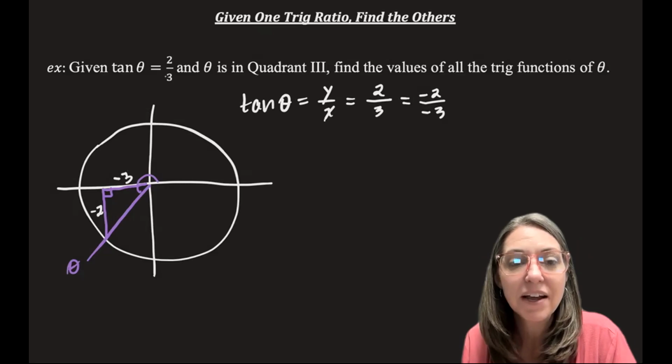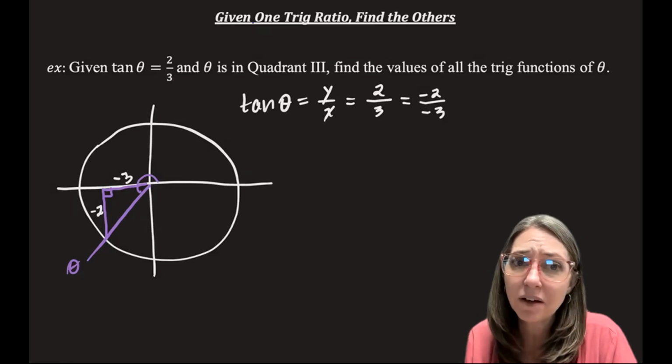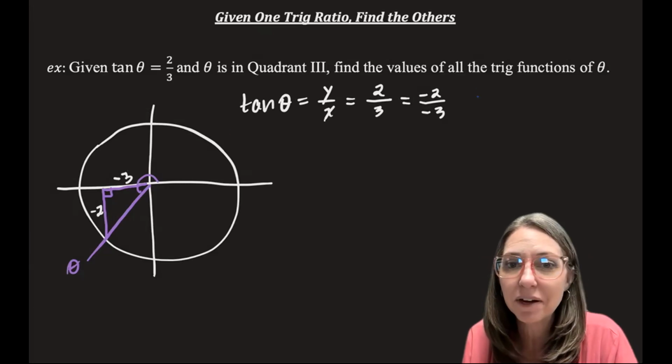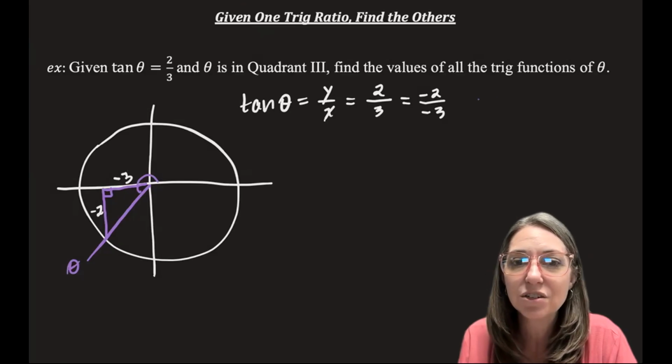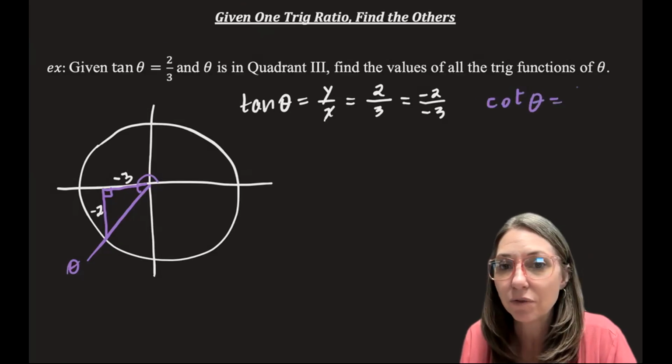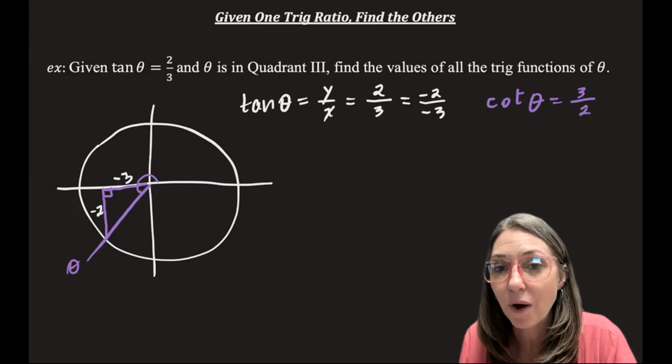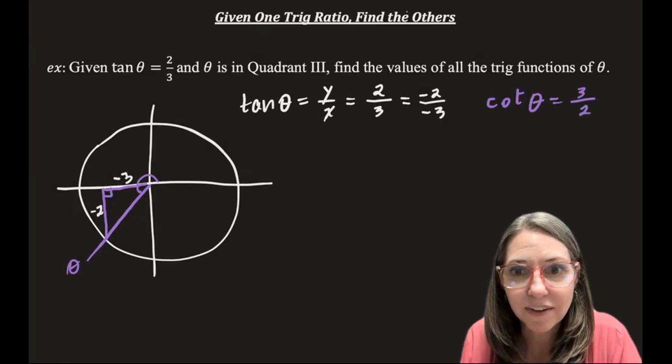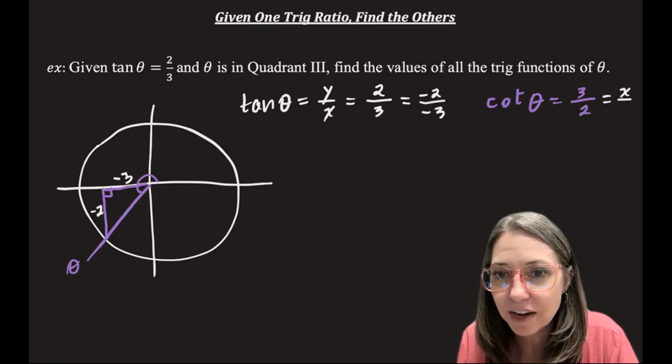Now, from that, actually, without all that, we could pretty easily find cotangent because cotangent of theta is just the reciprocal of tangent. So cotangent of theta, the reciprocal there would be 3/2 because it's x over y. And maybe I'll write that in there. That also, just for note, equals x over y.